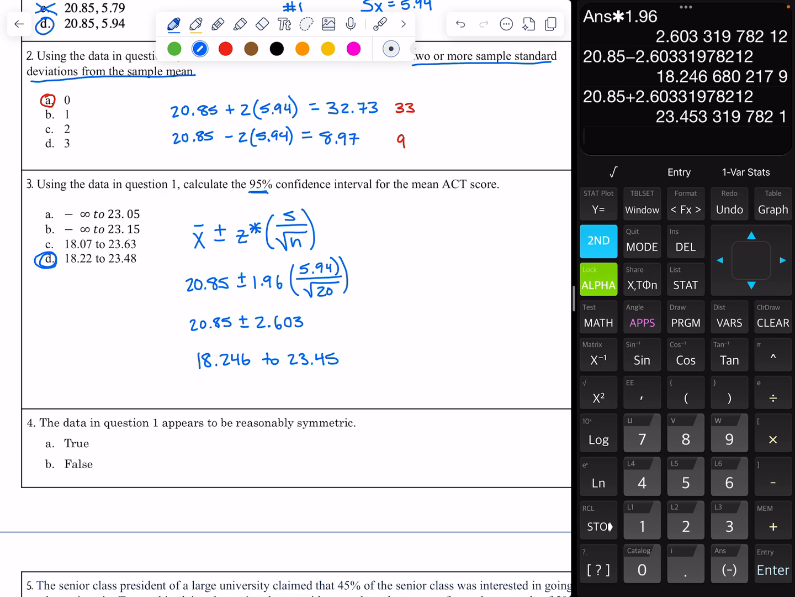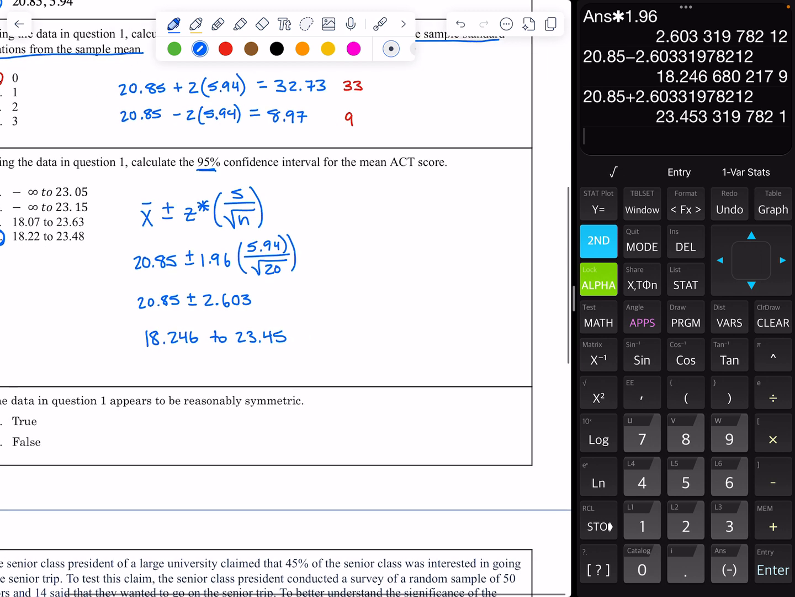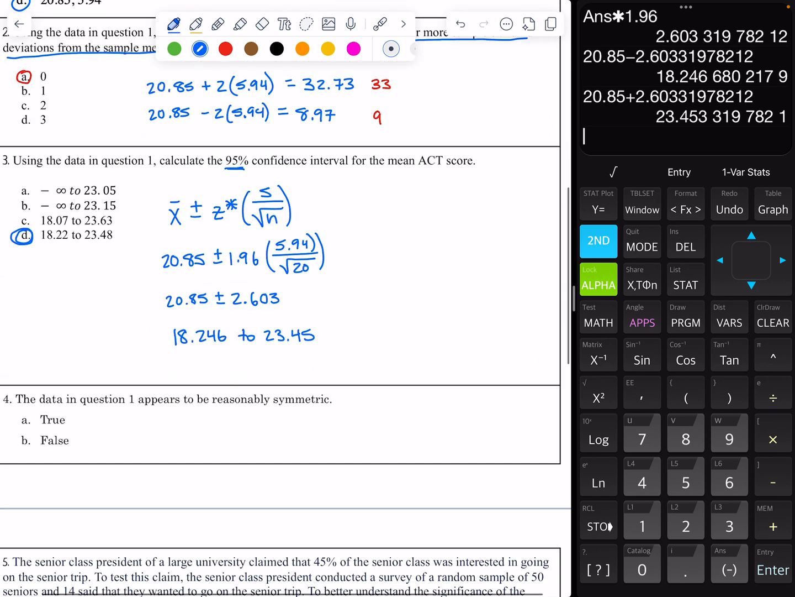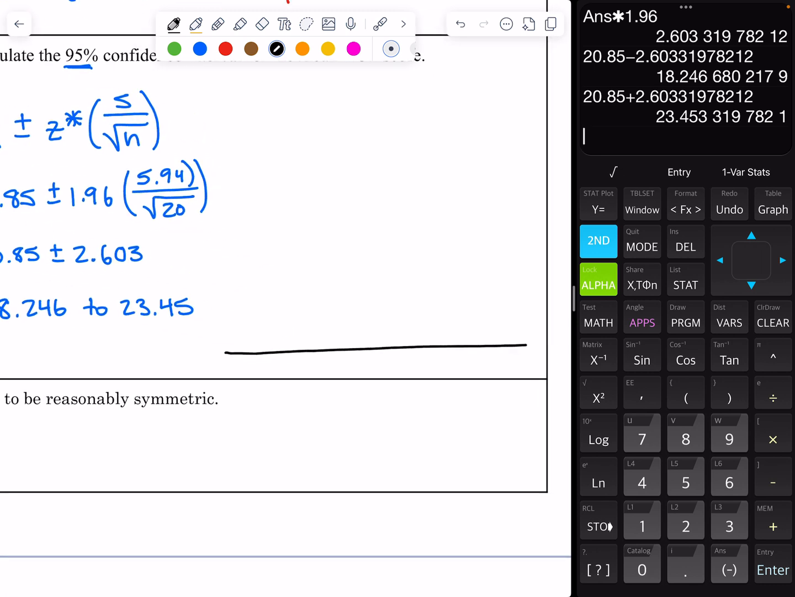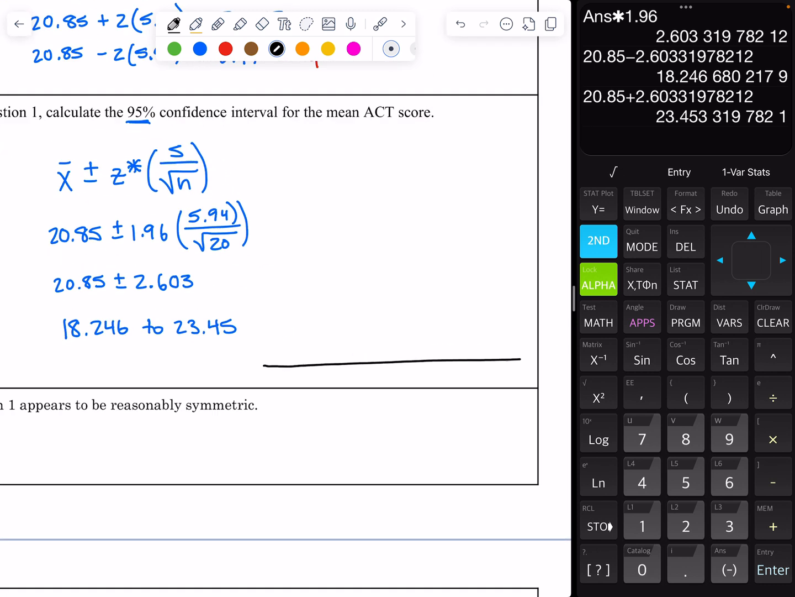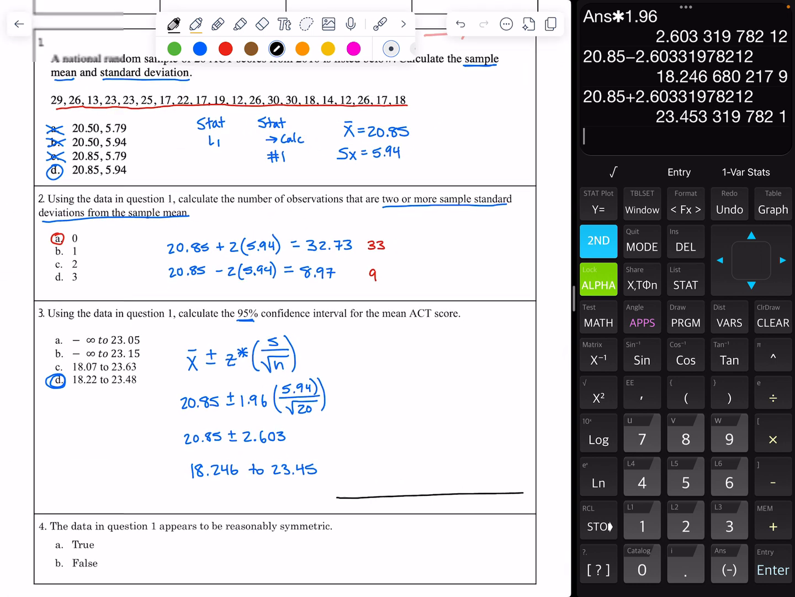All right, question 4 says the data in question 1 appears to be reasonably symmetric, true or false. So what I would do for this one is just do a quick dot plot wherever you have a little bit of space on your paper. So I'm just gonna put mine right here. And I'm gonna plot mine from 12 to 30 because I've already noticed that that is the lowest number I would possibly need and the highest number I would possibly need.